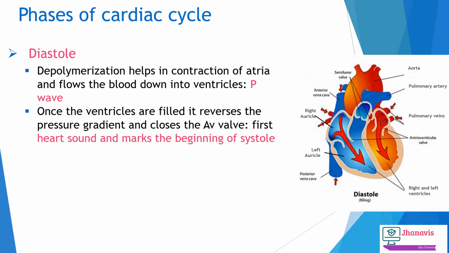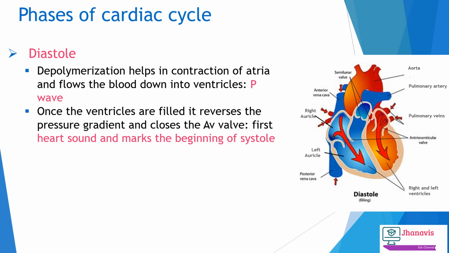What will happen? The pressure will be more in the right auricle when compared to the right ventricle. That means the pressure will be more on which side of the heart? The right side of the heart. So this pressure difference will create a flow of blood from the region of its higher concentration to the region of its lower concentration. Hence, the AV valve will open and the blood flows from the right auricle to the right ventricle through the atrioventricular valve.